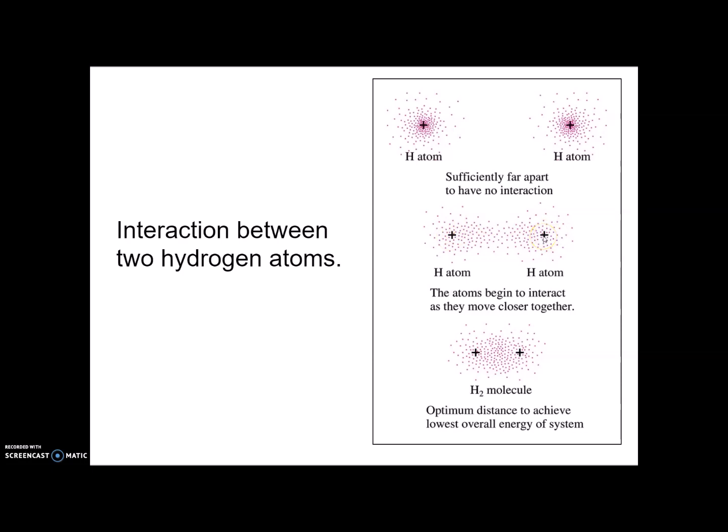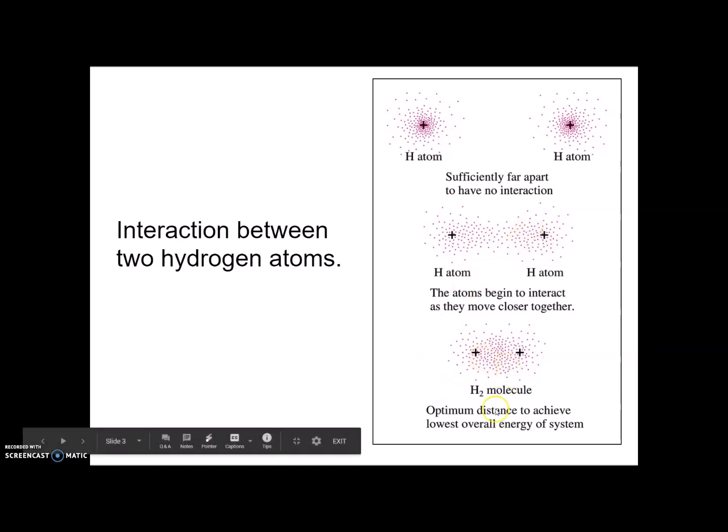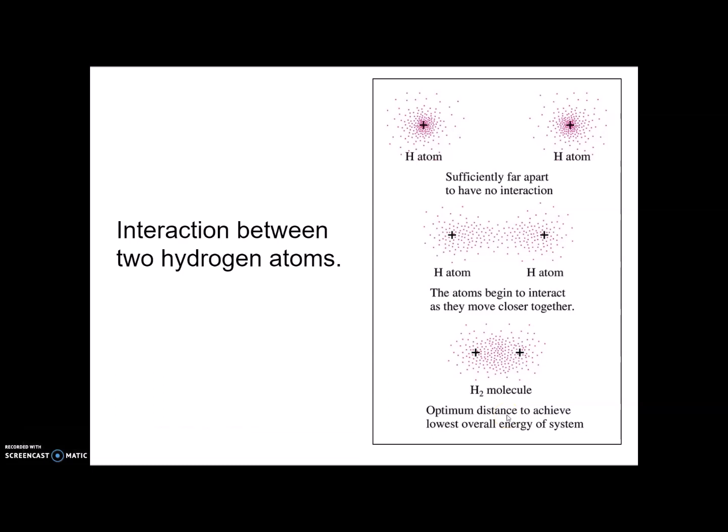But at the same time that it's experiencing that attraction to the opposite atom's nucleus, it's also experiencing a repulsion from the opposite atom's electron, because electrons are negatively charged. If you have two of them, they would repel each other. There's a certain distance that is called the optimum distance, where you achieve the lowest overall energy of the system. In other words, you've released as much energy as you can.